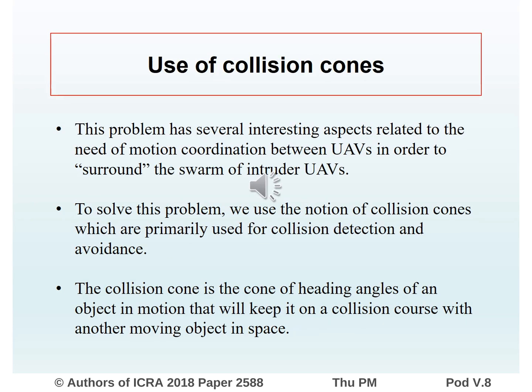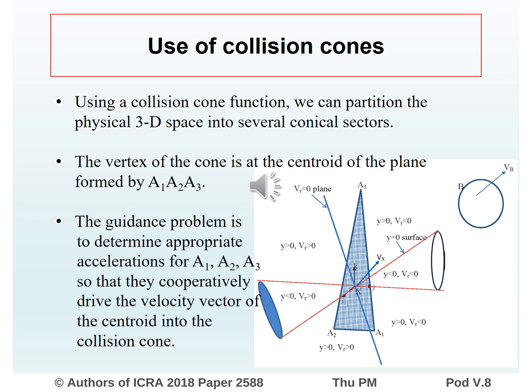To solve this problem, we use the notion of collision cones, which are primarily used for collision detection and avoidance. The collision cone is essentially the cone of heading angles of an object in motion that will keep it on a collision course with another moving object in space. Using a collision cone function, we can partition the physical 3D space into several conical sectors as shown in the figure on the bottom right.